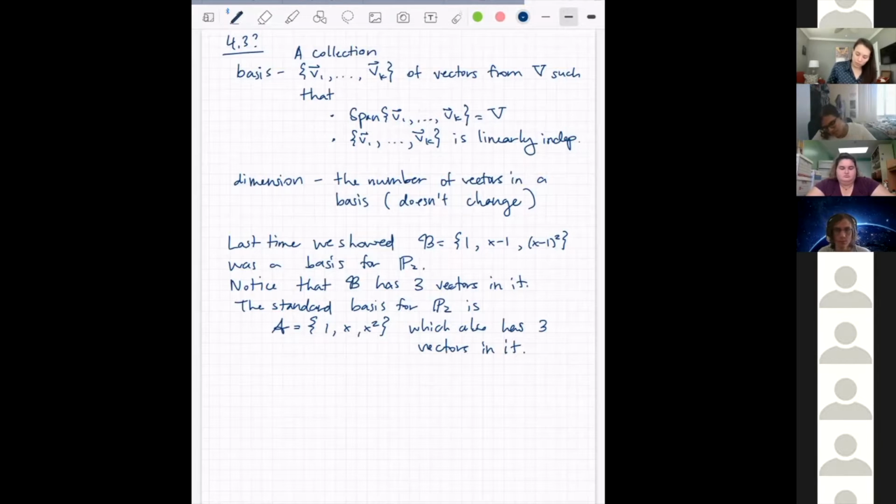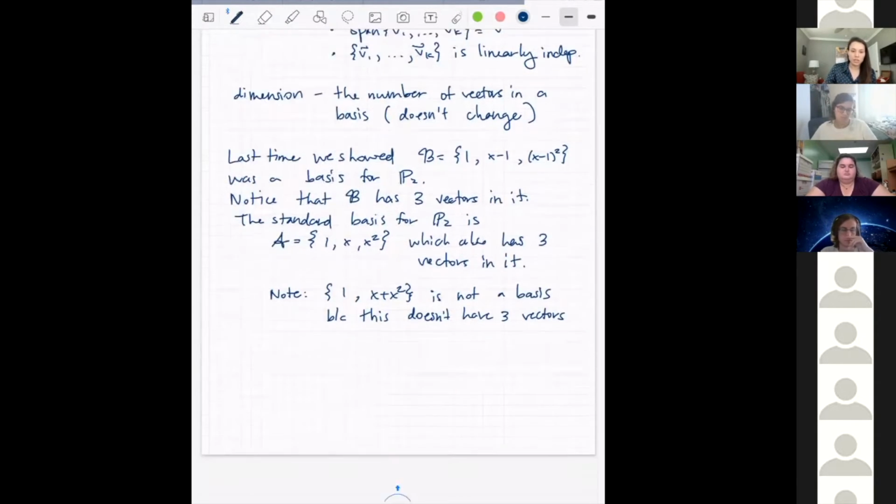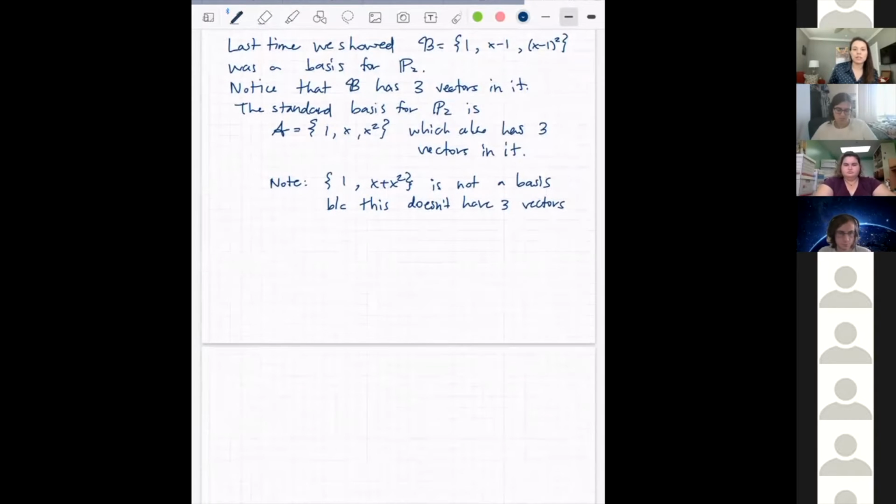So for example, without even checking, we can say that this collection 1 and x plus x squared is not a basis. We know this because this does not have 3 vectors or polynomials. We can verify this using the definition by demonstrating something that's not in the span of this, but is in P2.